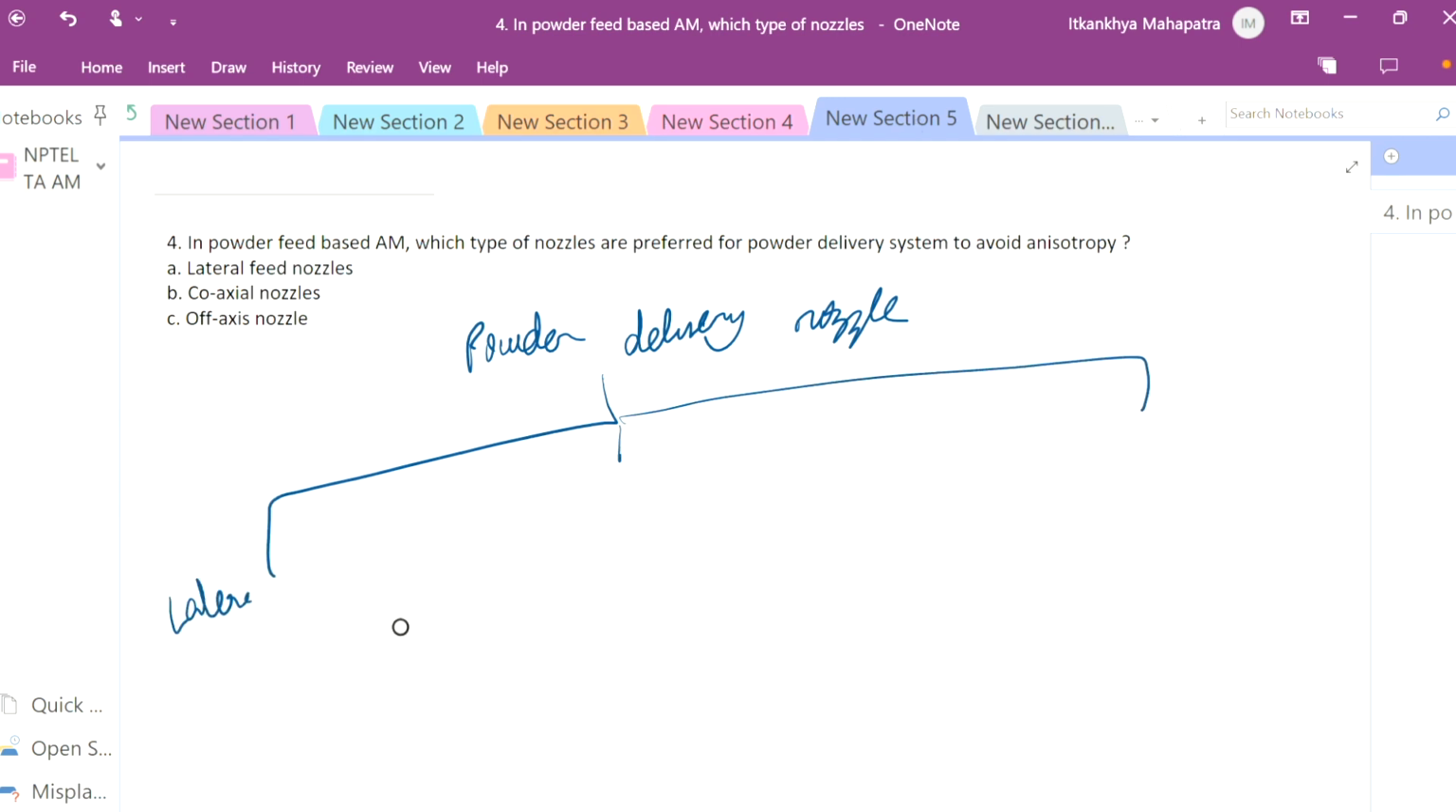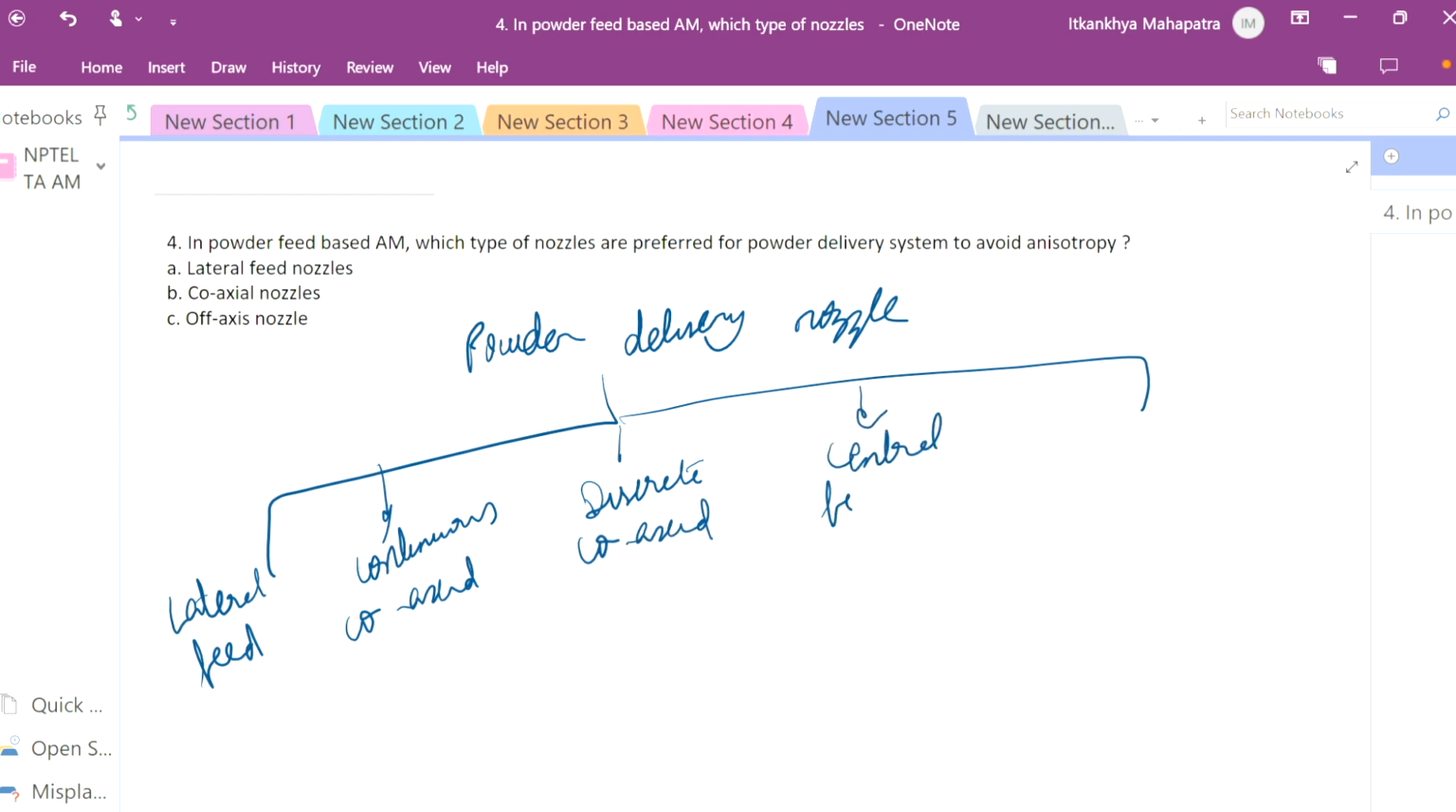This is lateral feed, continuous coaxial, discrete coaxial, central feed with annular laser, and this is central feed with discrete laser. So here the correct option is coaxial nozzles.